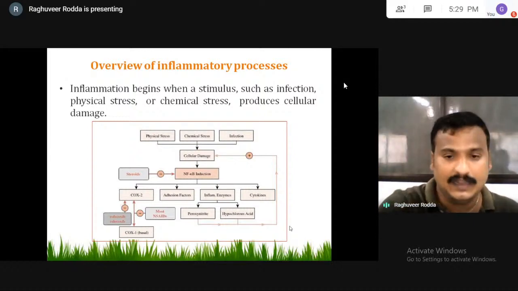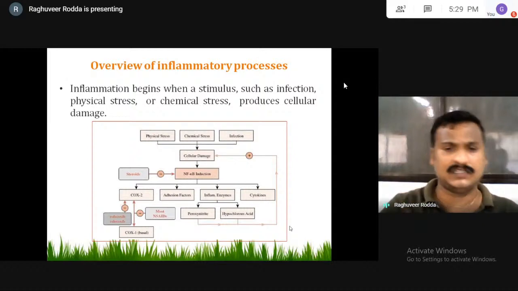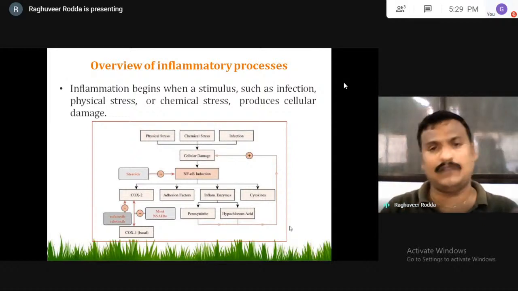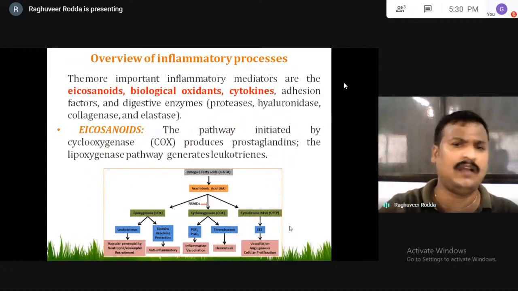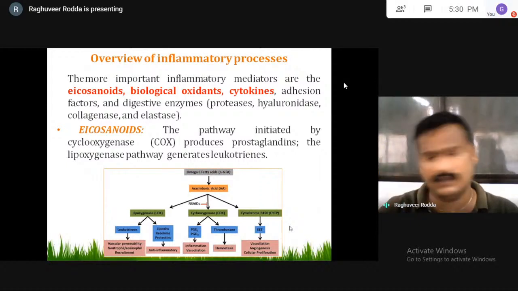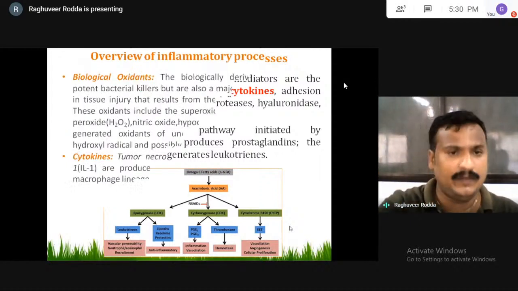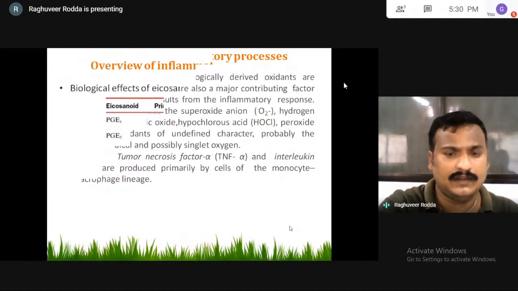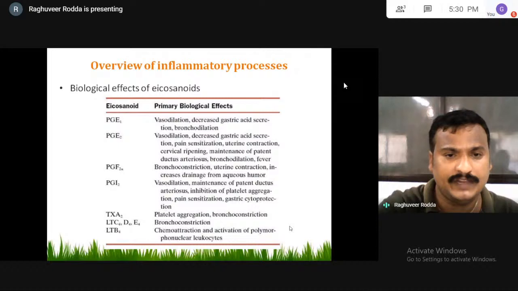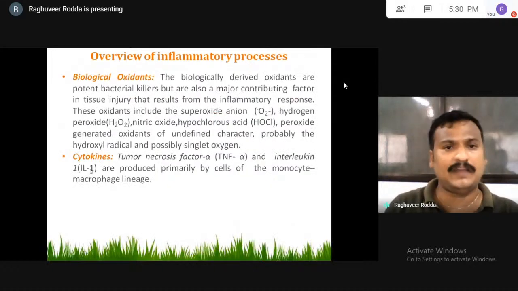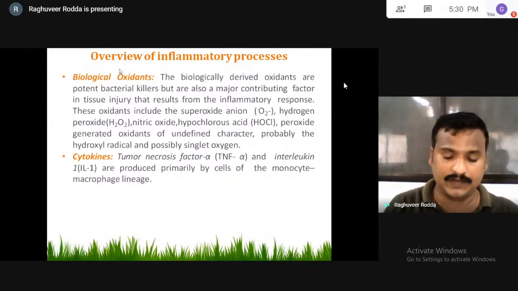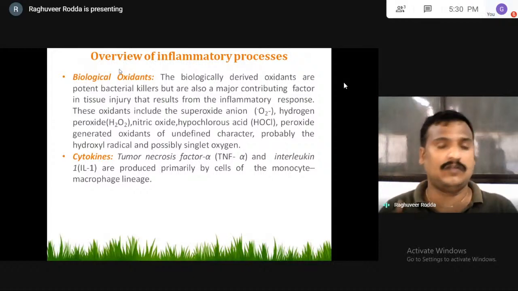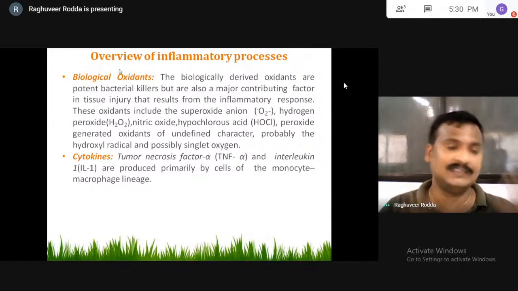That's it. So this is the pattern of the process: which will be the first one, what will be the second one, and so on. What happened, how is it released, and what are the various inflammatory mediators released in the inflammatory process? One more thing, we should be very careful: biological oxidants. Biological oxidants are very important compounds involved in the repair process, but they are also very important for damaging various cells.